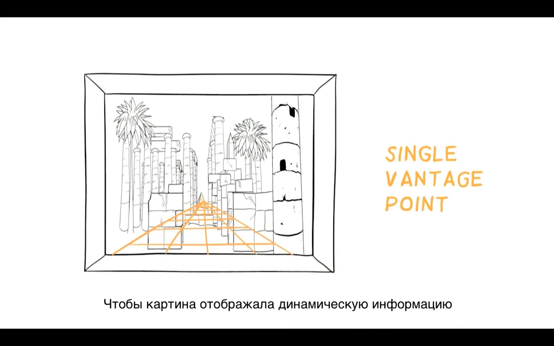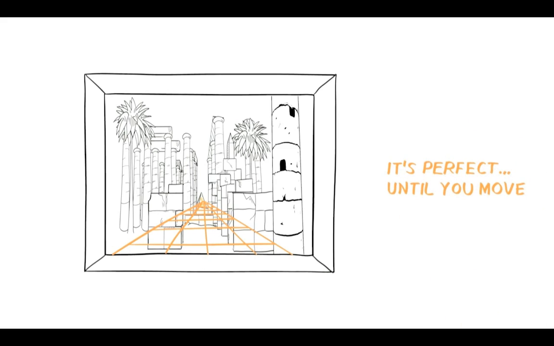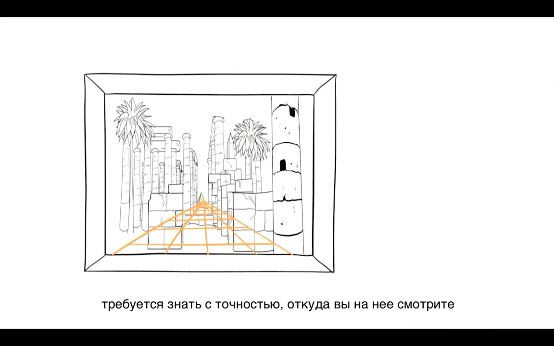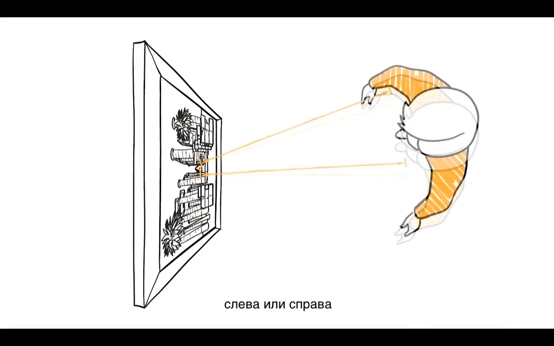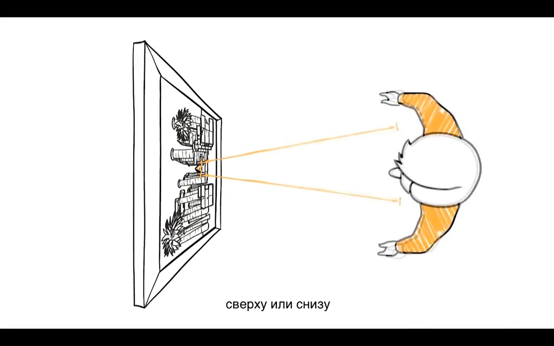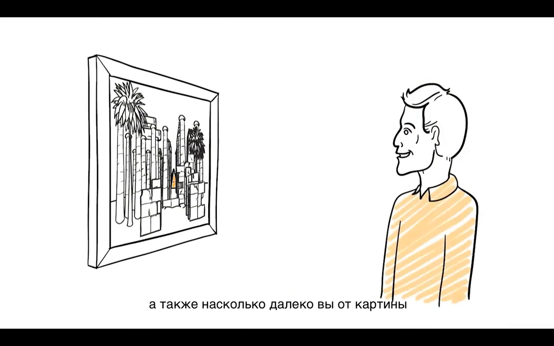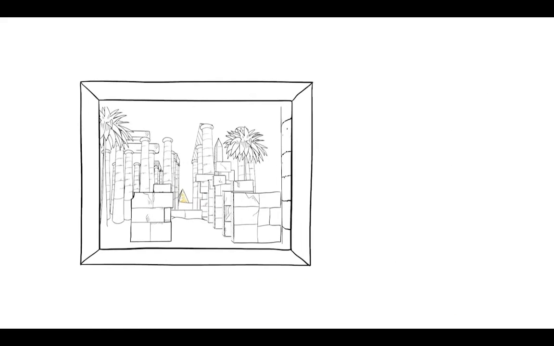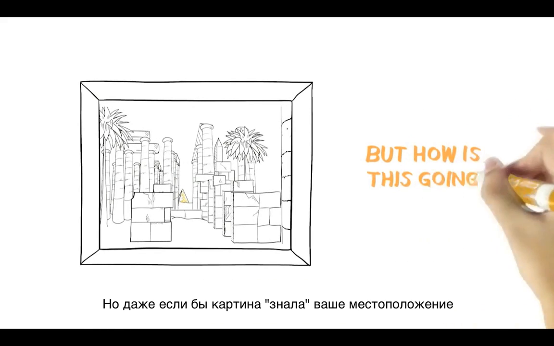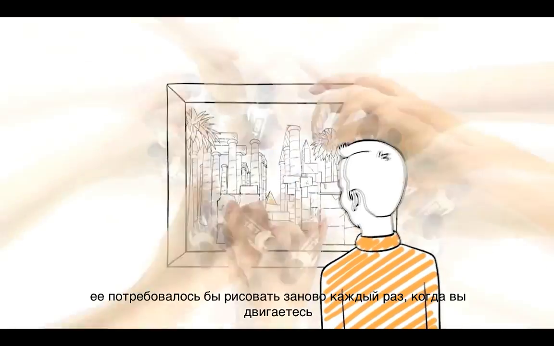For a picture to actually adjust and reveal more information dynamically as you move, it would need to know precisely where you are. To do so, it would need to know how far to the left or right of the picture you are, and even how far above or below. And if you think about it, it needs to accurately know how far away you are from the picture. But then, even if the picture could know where you are standing and how you're looking at it, it would need to be redrawn every time you move.